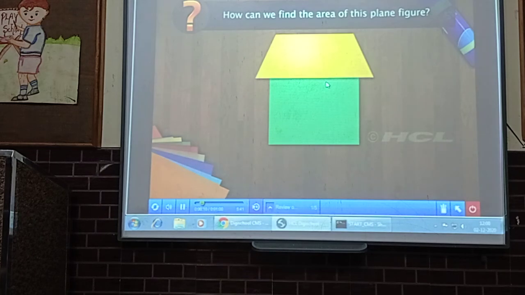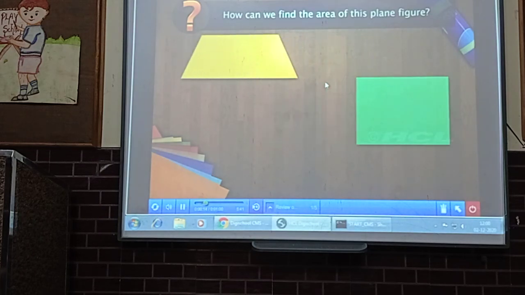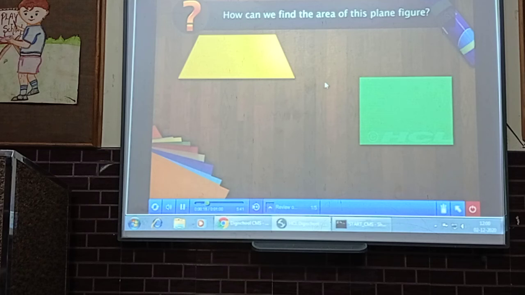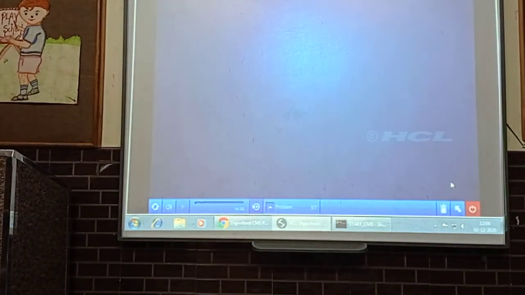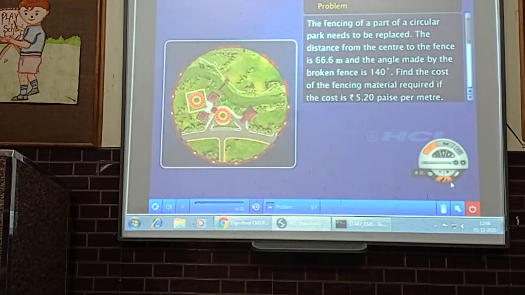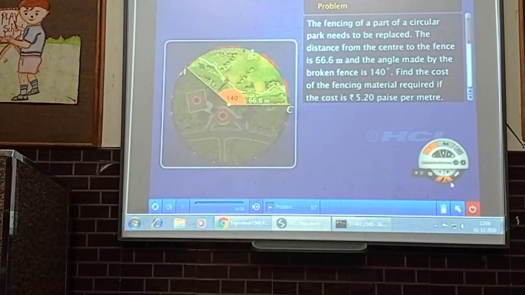How can we find the area of this plane figure? One way to find the total area is to split the figure into known or familiar shapes. Look closely. The fencing of a part of a circular park needs to be replaced. The distance from the center to the fence is 66.6 meters, and the angle made by the broken fence is 140 degrees. Find the cost of the fencing material required if the cost is 5 rupees 20 paise per meter.